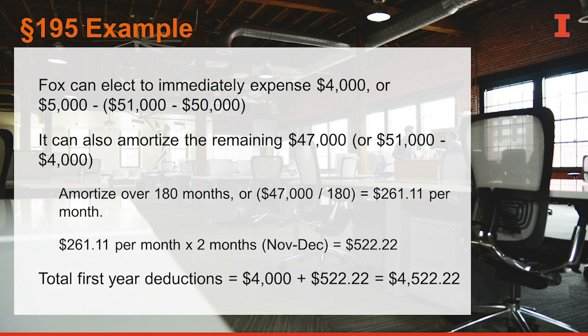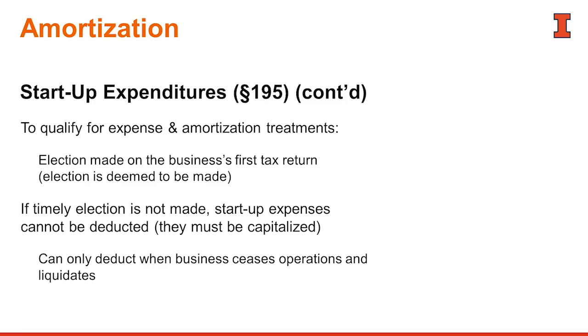Note that in the next tax year, Fox can claim an entire year's worth of amortization, or $261.11 times 12 months. And it can do so for the next 14 full years. And then in the last year, technically the 16th tax year, Fox will amortize $261.11 times 10 months to claim the remaining amortization deduction. So in all, the total first-year deductions related to the startup expenses are the $4,000 immediate deduction plus the 2 months' worth of amortization, for a total of $4,522.22.